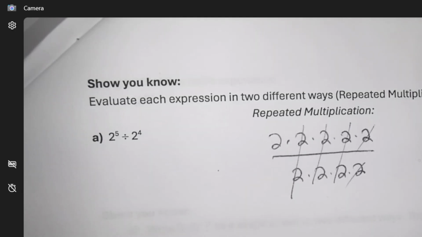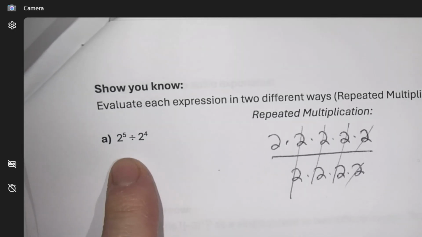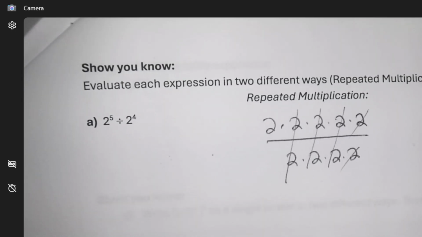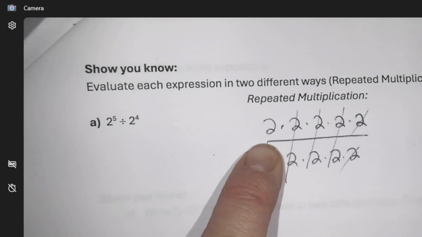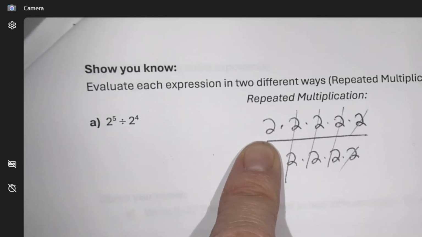So let's talk about the law. The base was 2. And then the rule says to subtract. So 5 subtract 4 is 1. And I would never write that 2 to the 1. You probably will never see a 1 exponent because what does it imply? The same, just the same itself. And you can see here, what was I left with? Just a 2.